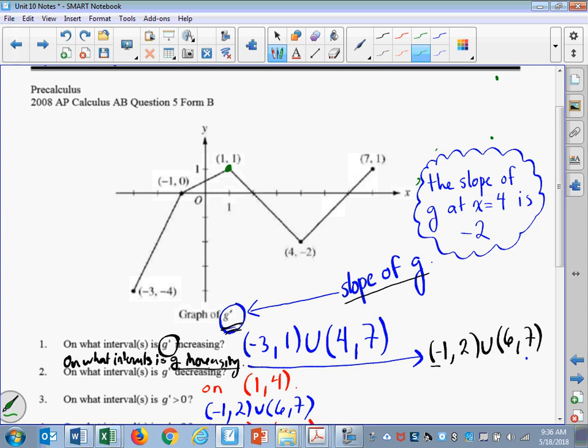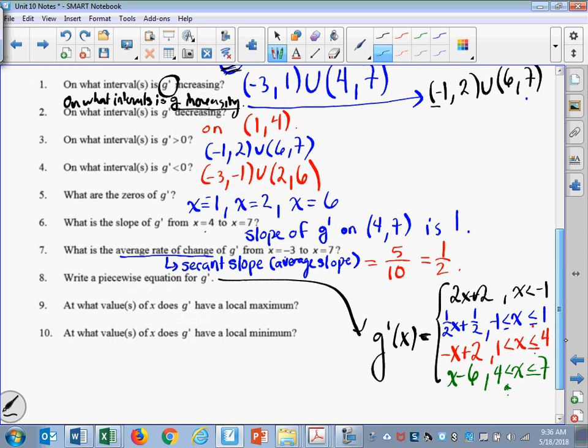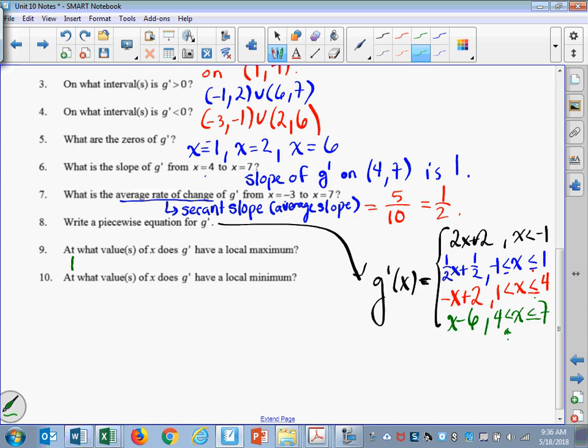What does it mean to be local? Well, if you draw a circle around that point, are all the points in that circle higher than it or lower than it? Notice that all the points on the line in that circle are lower than that point, which means that those are local maximums. So I'm going to say local max at x equals 1 and x equals 7.